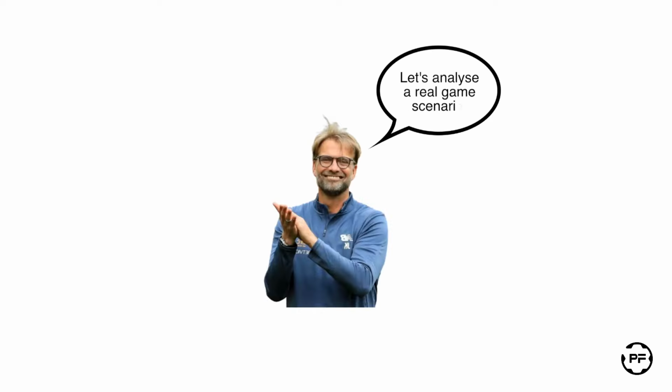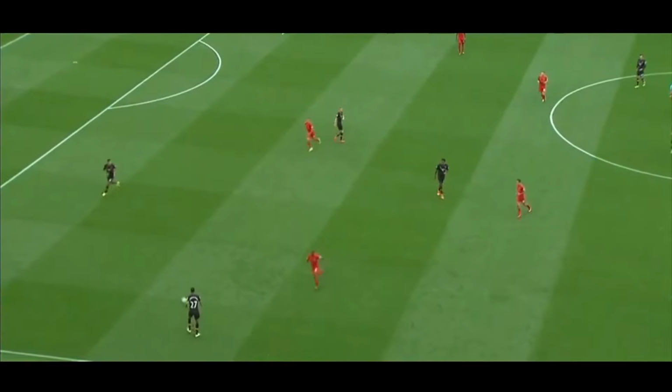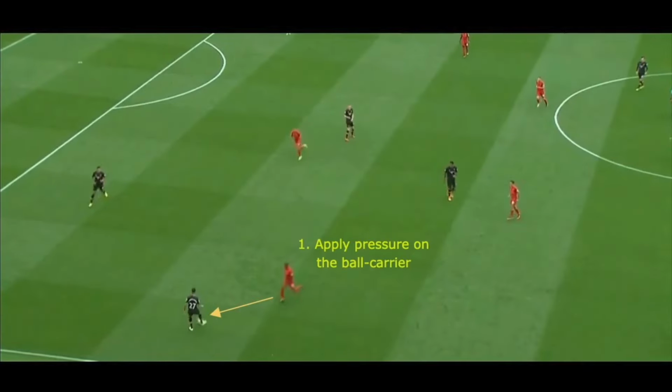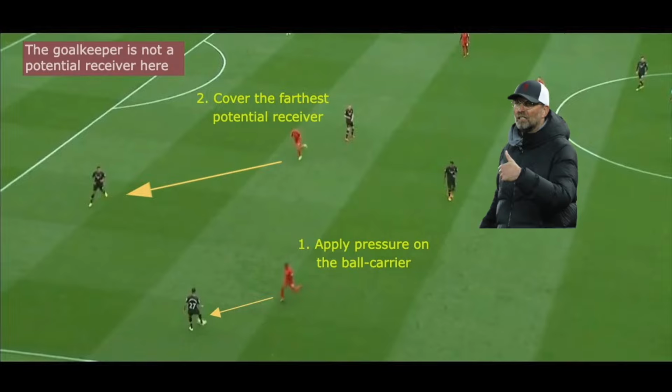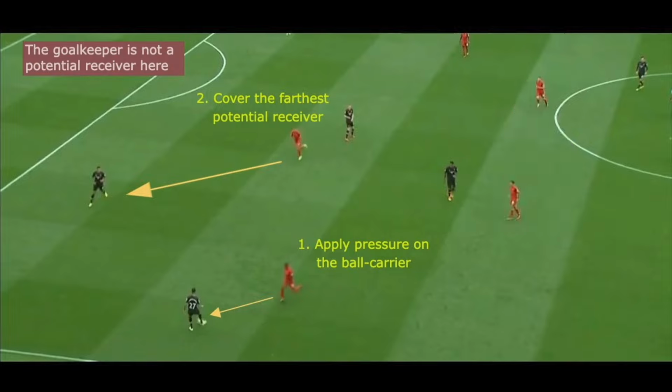Let's have a look at a real game scenario. Here our closest player applies pressure on the ball carrier, which is correct. Our second striker applies pressure on the center-back, who is the farthest potential receiver. Please note that the goalkeeper isn't a potential receiver, as the center-back blocks the passing lane, making it unlikely for the ball to be passed to the goalkeeper.